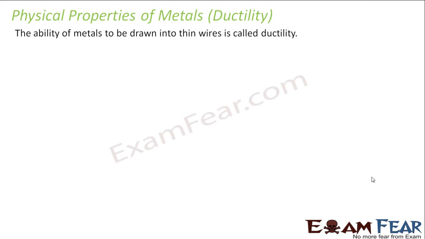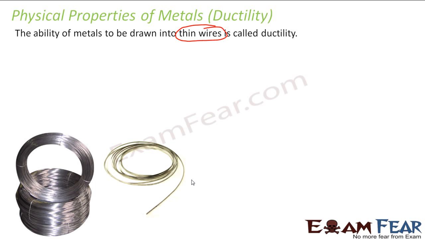Similarly, ductility is nothing but the ability to draw the metal into thin wires. For example, you have this metal and you convert it into small thin wires. Then it's called ductility. Please note, malleability and ductility are different. Malleability means you convert the metal into thin sheets, and ductility means you convert it into thin wires. Both are different.